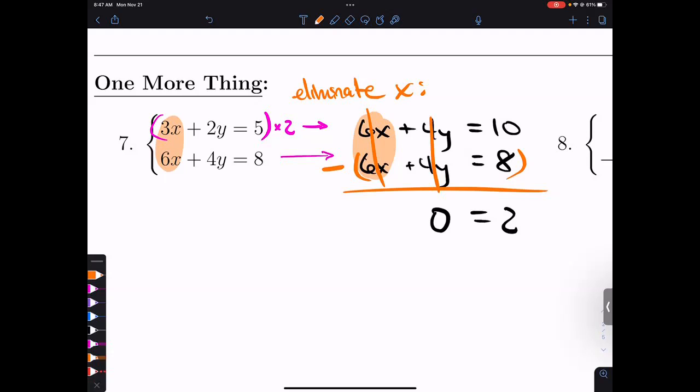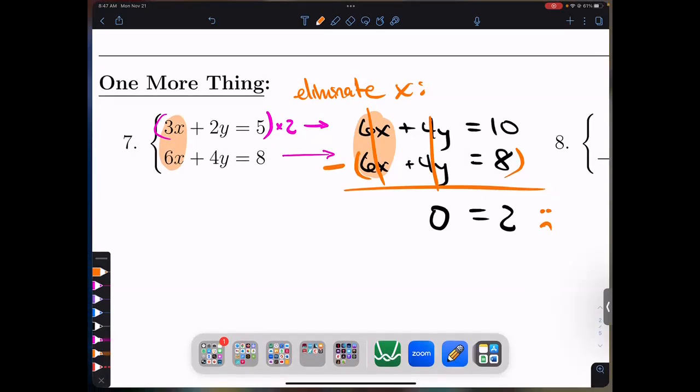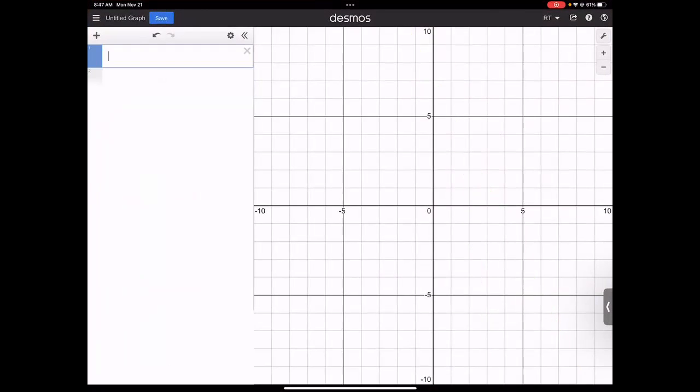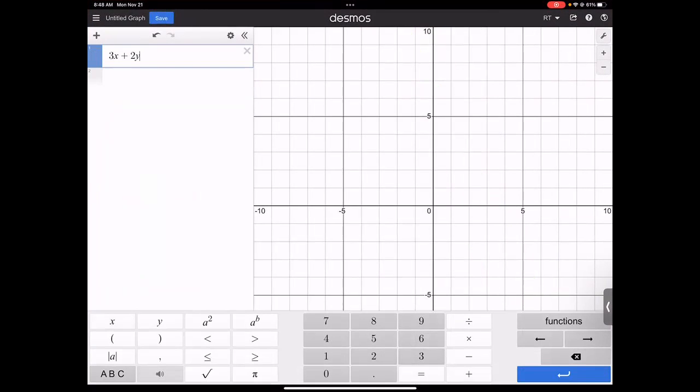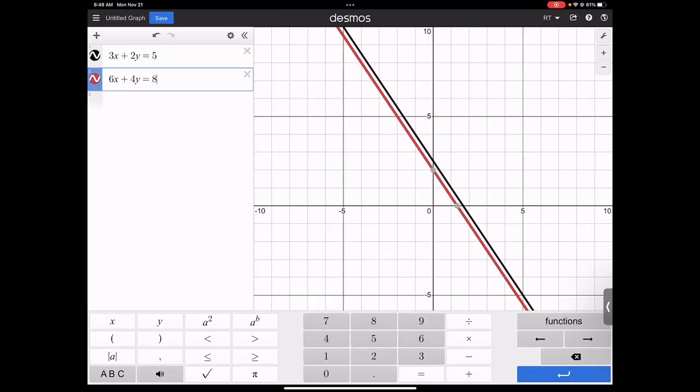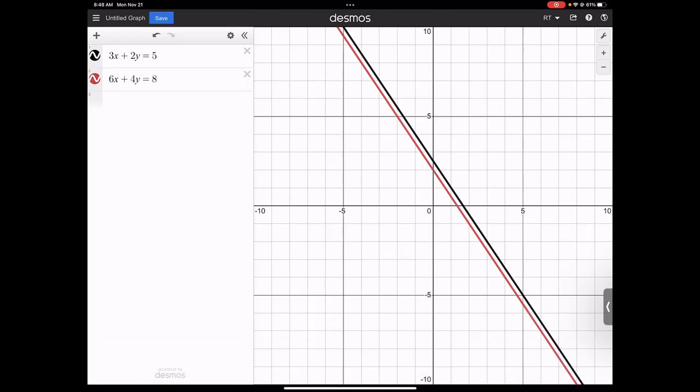Okay, so we get a thing that is not true, right? Not true no matter what. There's no x, there's no y. Just straight up not true. No, it isn't. 0 is not equal to 2. What does that mean? That there's no solution. Let's take a look at what's going on. 3x plus 2y equals 5, and 6x plus 4y equals 8. What's going on?